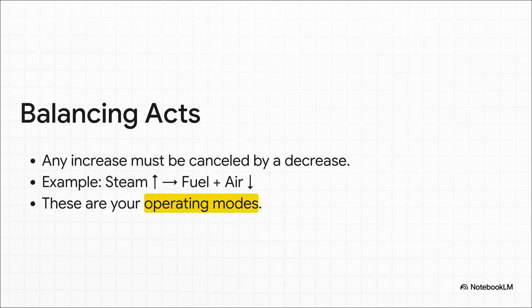This rule actually gives you a ton of flexibility. Let's say you need to bump up the steam for some reason. You can totally do that, as long as you back off the fuel and air to make up for it. See? These aren't chains holding you down. These are your operating modes. This is your playbook for keeping things stable.